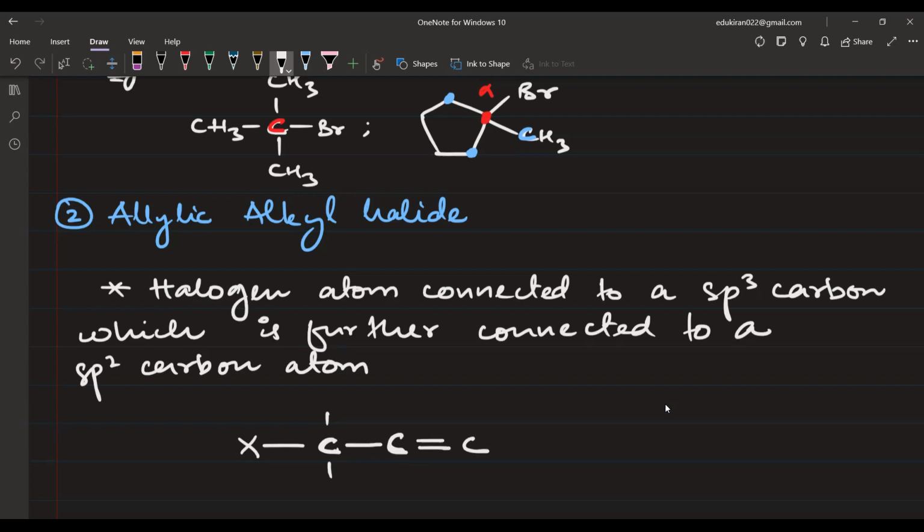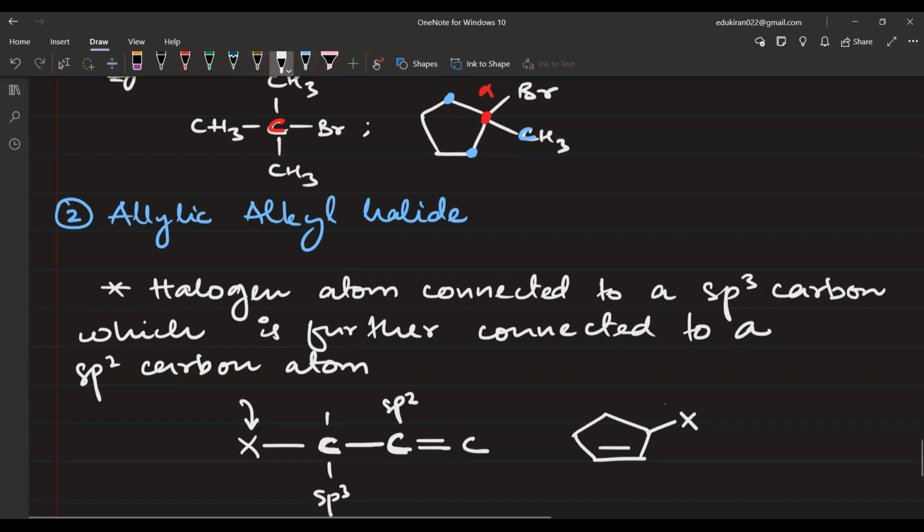Okay, halogen atom. Read this sentence and see here. Halogen atom connected to an sp3 carbon atom, which is further connected to an sp2 carbon. So this is sp3 carbon. This is your sp2 carbon. Okay, we can have another example, something like this. You look here. Halogen atom connected to sp3 carbon, which is further connected to sp2 carbon. So here you can see this carbon atom is having only single bonds, so this is sp3. And this carbon atom is having one double bond, so it is sp2.